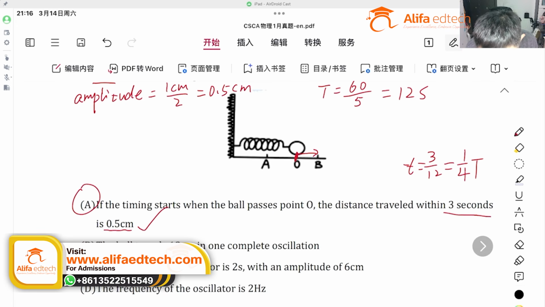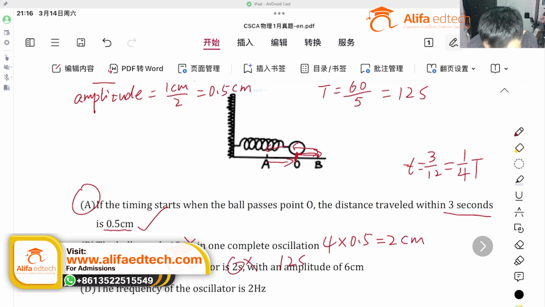B, the ball travels 12 centimeters in 1 complete oscillation. One complete oscillation is O to B, and back to O, to A and back to O. This is 1 complete oscillation. The distance is 4 multiplied by 0.5, which is 2 centimeters. So B is not correct. C, the time period of the oscillator is 2 seconds. No, it's 12 seconds.